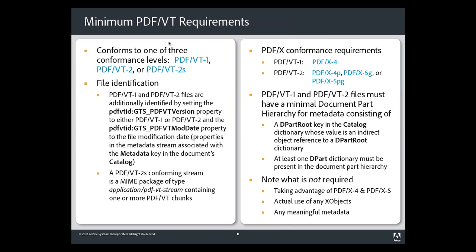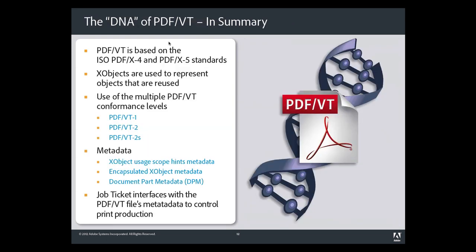Conformance levels are based upon PDF X4 and X5. They also are characterized by having something called document part hierarchy, which you'll learn about this afternoon if you're lucky. Even though a PDF VT file is based upon PDF X4 and X5, there's no requirement that you actually take advantage of that. Also a thing we'll discuss this afternoon. And you don't have to take advantage of something called X objects, although it's something that we're really based upon. You don't have to provide any meaningful data, but the standard provides a mechanism for that.